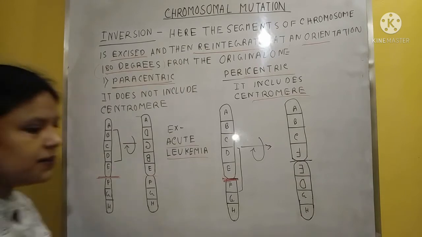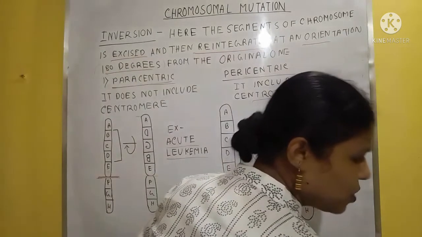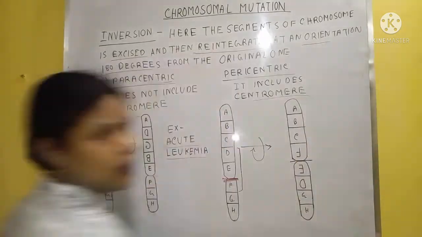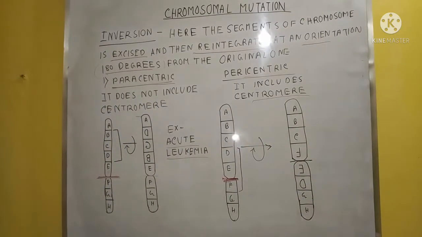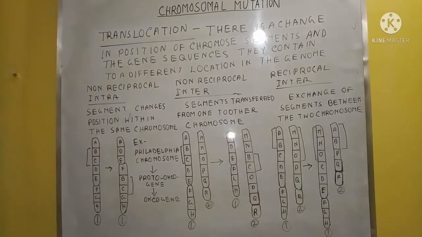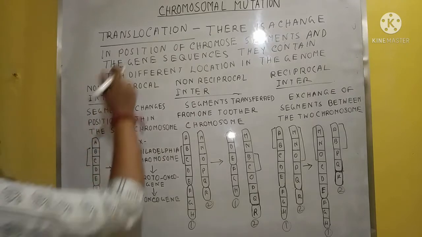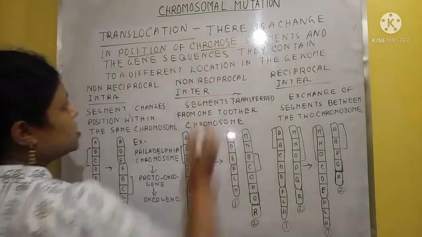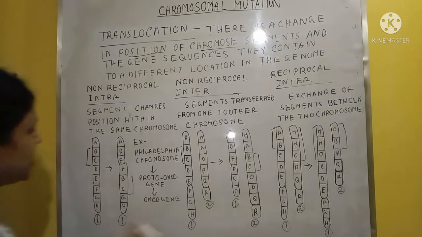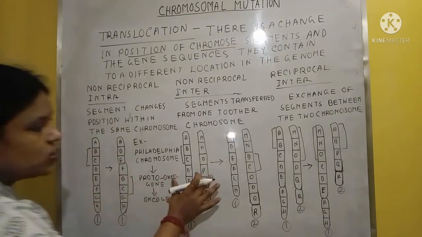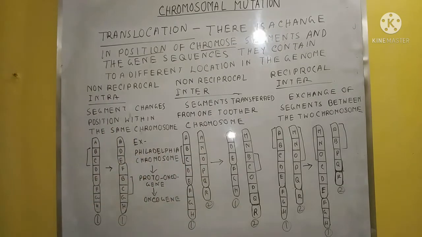And the last one is the translocation. This is the last one. Okay, this is the translocation. Translocation is a chromosomal mutation. What is this translocation? There is a change in position of chromosome segments, position of chromosome segments within one chromosome or between two chromosomes. Clear? The segments change their position. Okay, this is the translocation process.